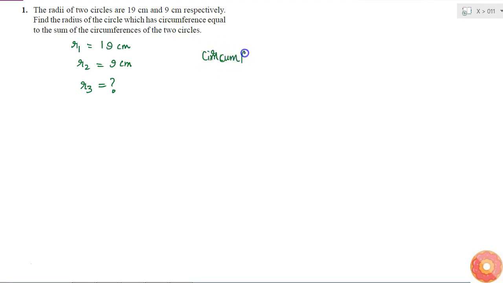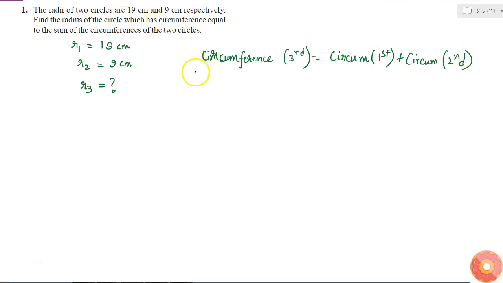Circumference of the third circle is equal to the sum of circumferences of the first and second circles, right? So what is the formula for circumference? If I know the radius, then circumference is equal to 2 pi into radius, correct? So what will be the value of the circumference of the third one? 2 pi into r3, correct?